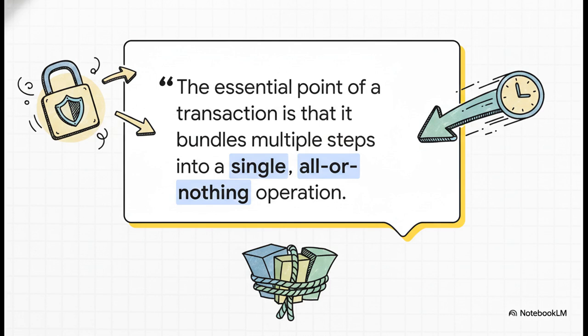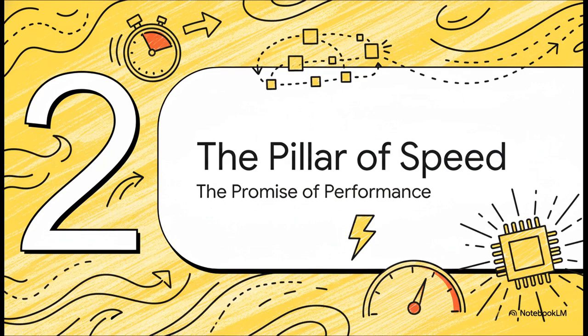Okay, so we've established our data is super safe. That's great. But what's the point if getting it back takes forever? And that leads us straight to our second pillar, speed. Because it's not enough for your data to just be safe. It's got to be fast. And in the world we live in now, that means ridiculously, almost instantaneously fast.